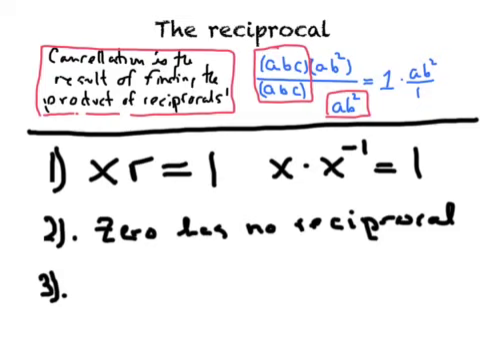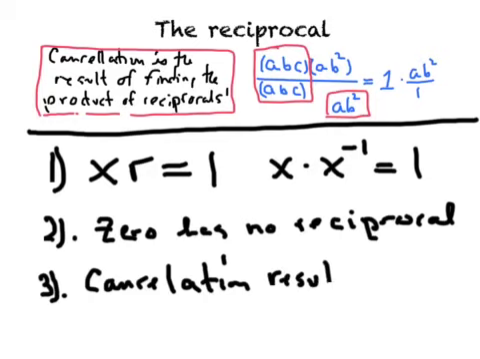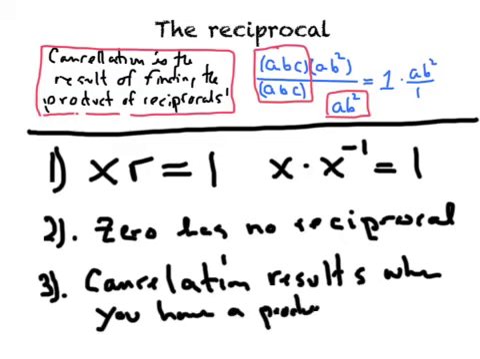And what was the third thing? The third thing that we've learned so far is that cancellation, when you have fractions, results when you have a product of reciprocals. I'm running out of space, but you get the idea. So these are the 3 take-home messages that you should have learned from this little bit on reciprocal. Now we're going to clear the decks and we're going to move on to multiplying, dividing, and adding fractions.